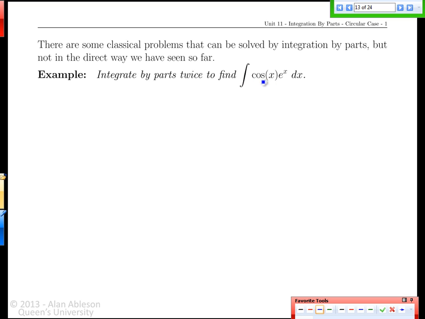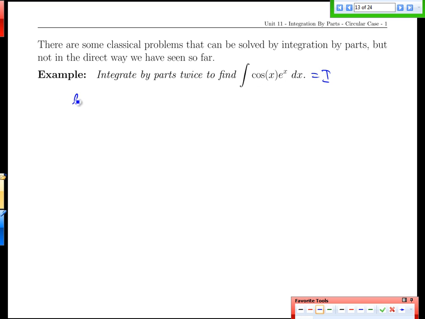In this function, we're integrating cos of x e to the x. And unlike the earlier examples, you'll notice that if we differentiate cos, we'll get sine. That doesn't make it simpler. If we pick e to the x to be our u, we differentiate e to the x, we get e to the x again. That's not simpler. So how will integration by parts help us? We'll demonstrate this by walking through this example.